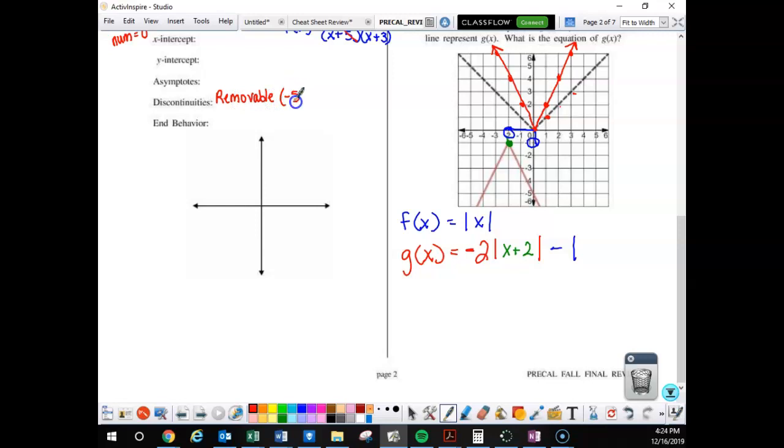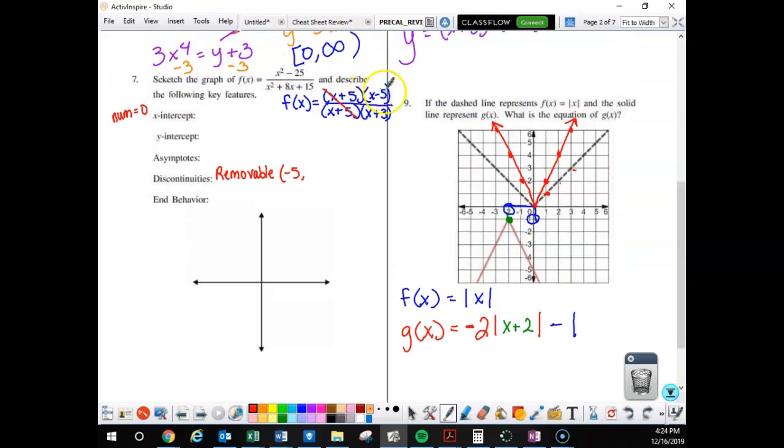So at x equals negative 5, I have a removable discontinuity. It's at negative 5, and then I have to figure out what the y value is by plugging it into what's left over. So negative 5 minus 5 over negative 5 plus 3. That would be negative 10 over negative 2. Negative 10 divided by negative 2 is positive 5. Okay.